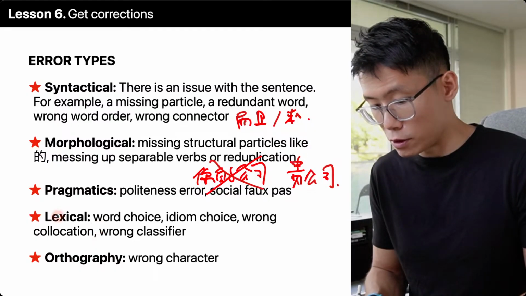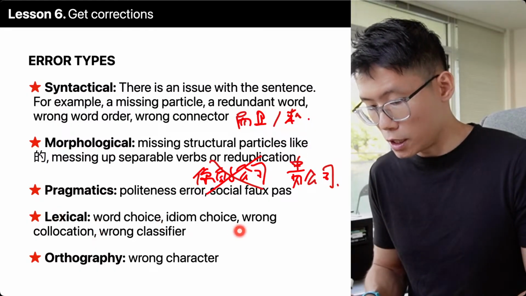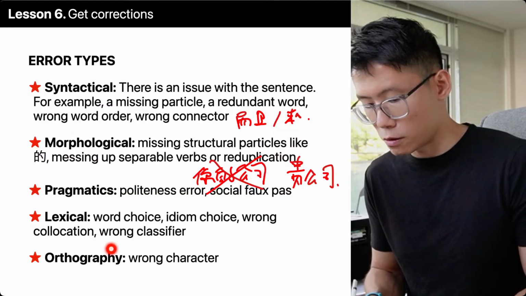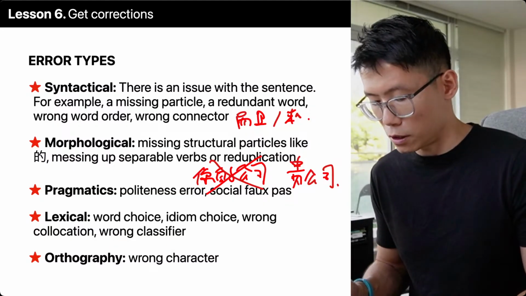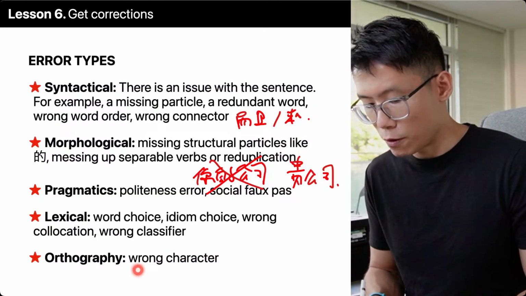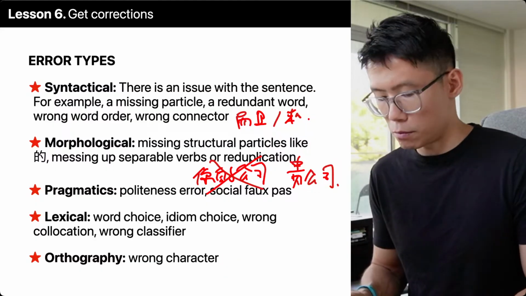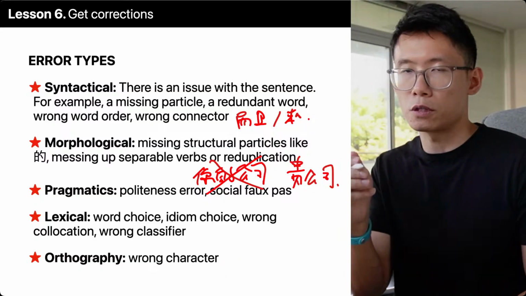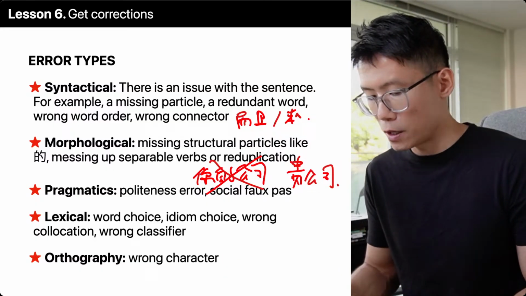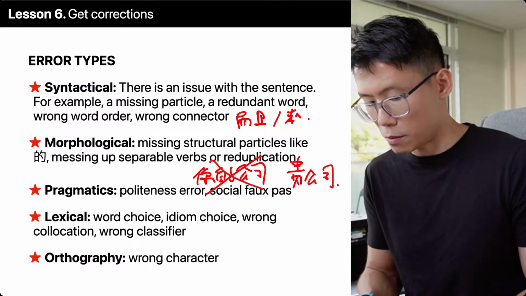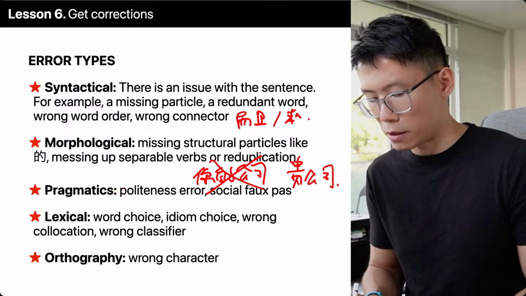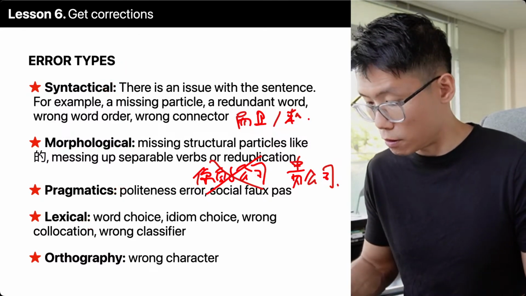Lexical is very frequent. It's a very frequent type of error. Word choice, idiom choice, wrong collocation, wrong classifier. We're going to look at that in more detail. And orthography, just writing the wrong characters, right? Or missing a stroke in your character, or substituting one character for another. So these are the main error types: syntactical, morphological, pragmatics, lexical, and orthographical.